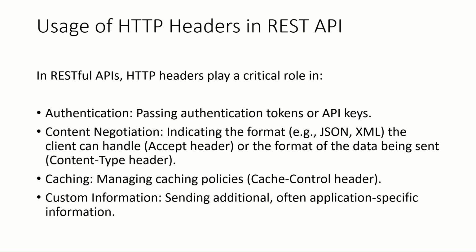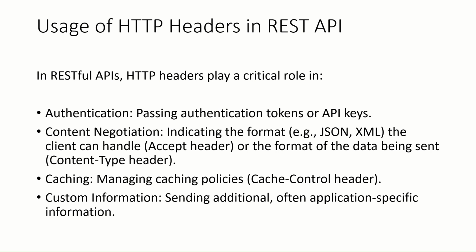Like the front end is asking for a certain type of content from the backend, and that information is being passed to the backend through the HTTP headers by setting this content type field. Now the third one is caching, managing caching policy, like cache control headers we can send to manage the caching policy. Coming to the fourth one is custom information, sending additional, often application-specific information.